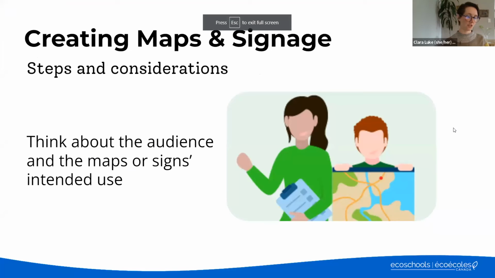And after you're familiar with the templates and have decided how you're going to use them, or if you're going to just use them for inspiration, you'll need to think about the audience and the maps or signs' intended use. So some of the questions to consider here include what kinds of information should be represented, what level of detail or accuracy is required, and particularly for the map, what format should the map be? Should it be digital version or analog? Should it be to scale or representative?